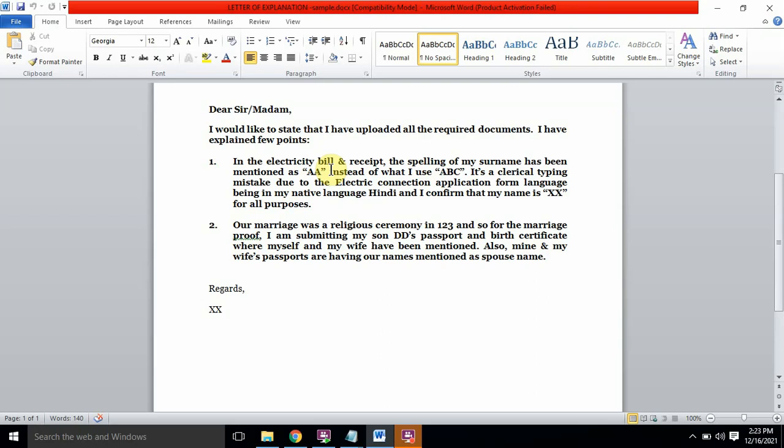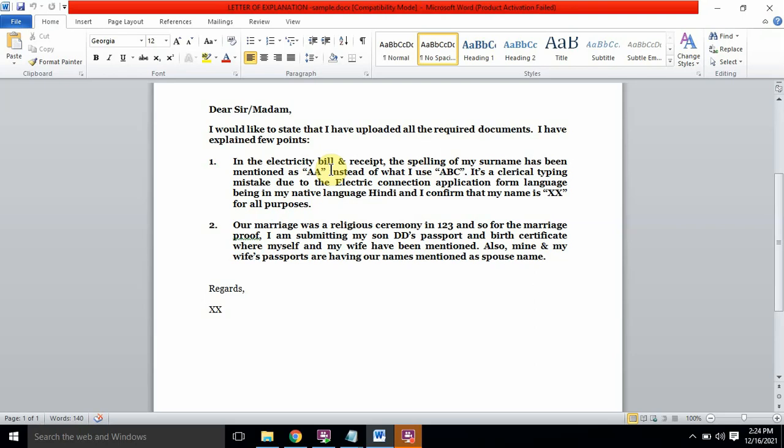When the clerk types your name in their system, sometimes they change the spelling to Goel or Goyal. But now the problem is, the visa officer doesn't know about this. If you have filled your form in Hindi or English, he can only see the documents you submitted. He sees in the application or your passport that your name is Goel, but in the electricity bill it is Goyal.